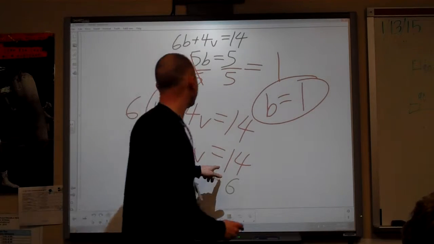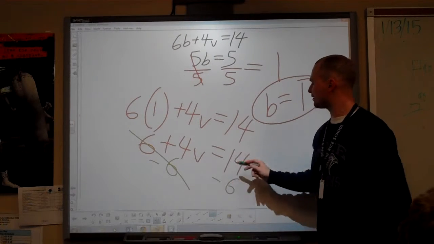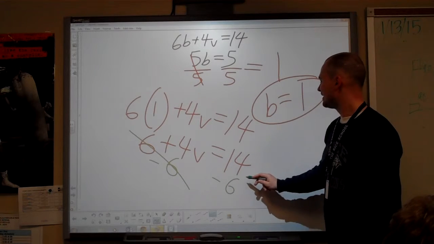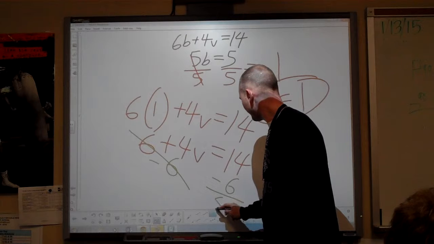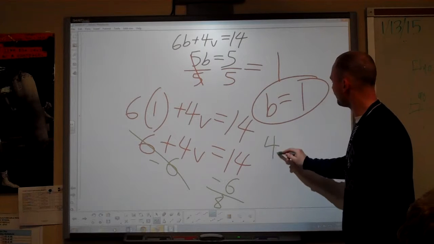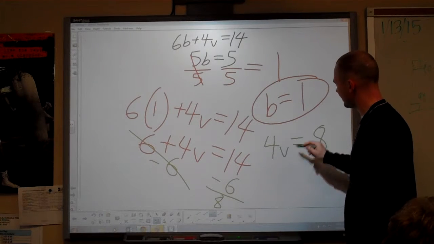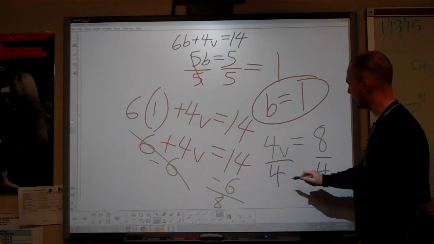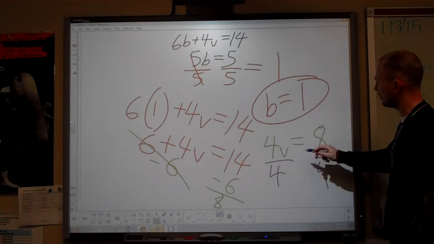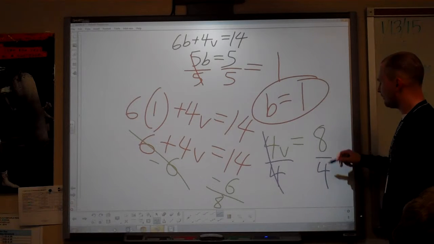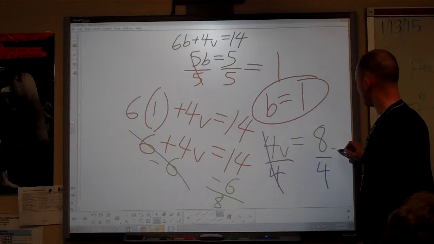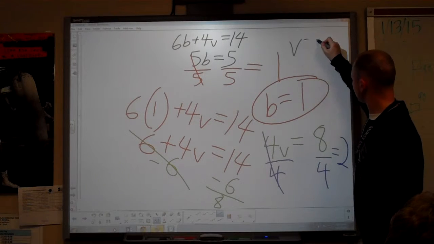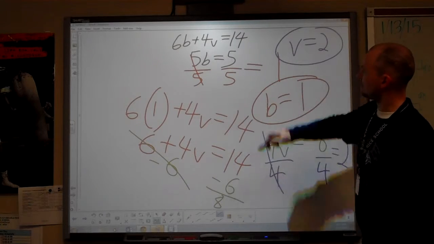So I've got 4v equals 14 minus 6. 14 minus 6 is 8. So 4v equals 8. 4 times what equals 8? Well, I divide this side by 4, divide this side by 4. I get v equals 8 divided by 4. These cancel out. v equals 8 divided by 4. v equals 2. 8 divided by 4 is 2. So v equals 2. b equals 1.